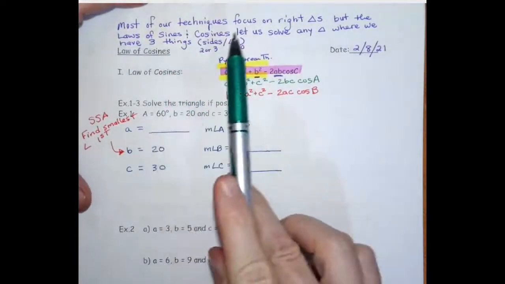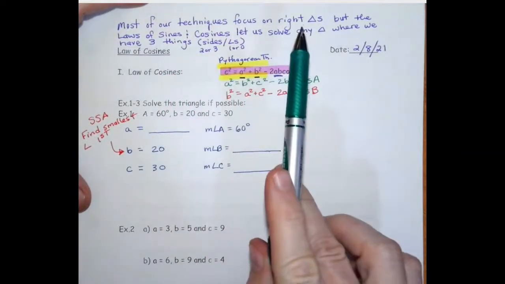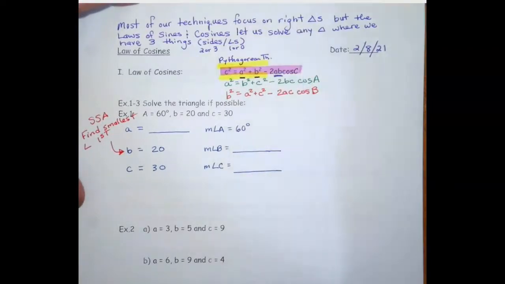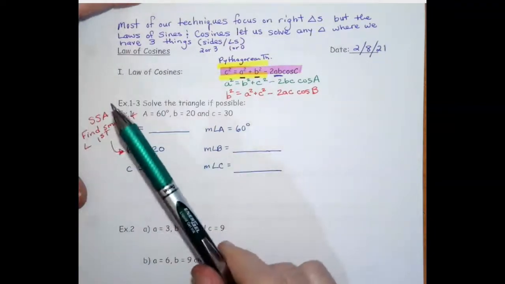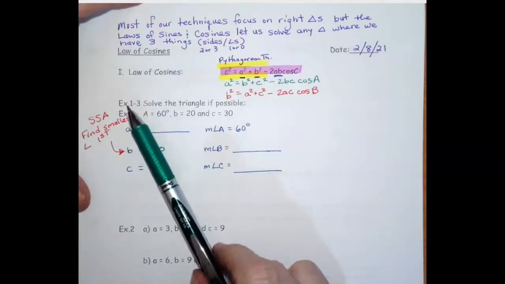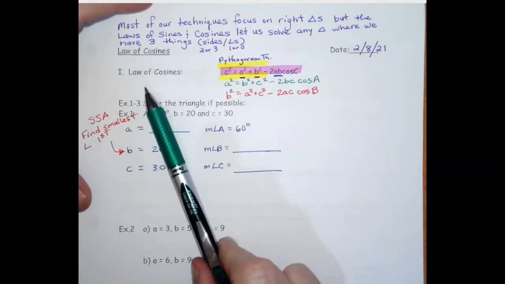Alright, so most of our techniques focus on right triangles: the Pythagorean theorem, special right triangles, even when we use SOHCAHTOA, that's all for right triangles. But we can use sine and cosine to solve other triangles also, outside of right triangles. And we looked at the law of sines before, now we're going to look at the law of cosines.